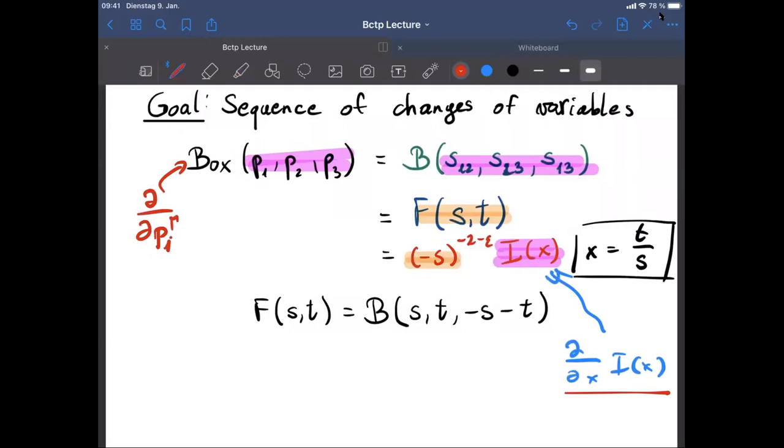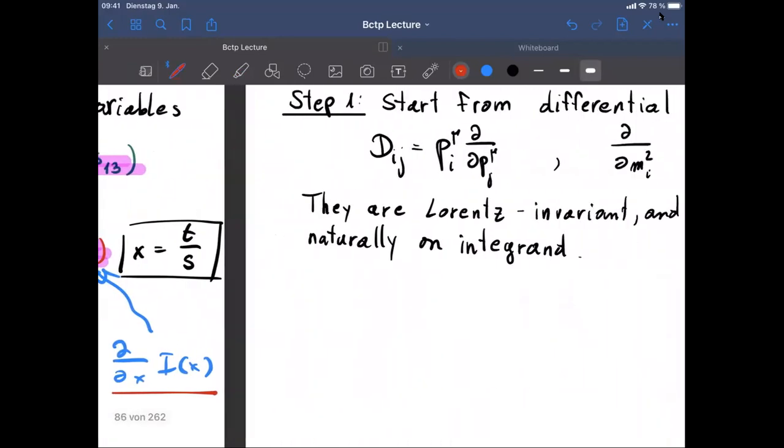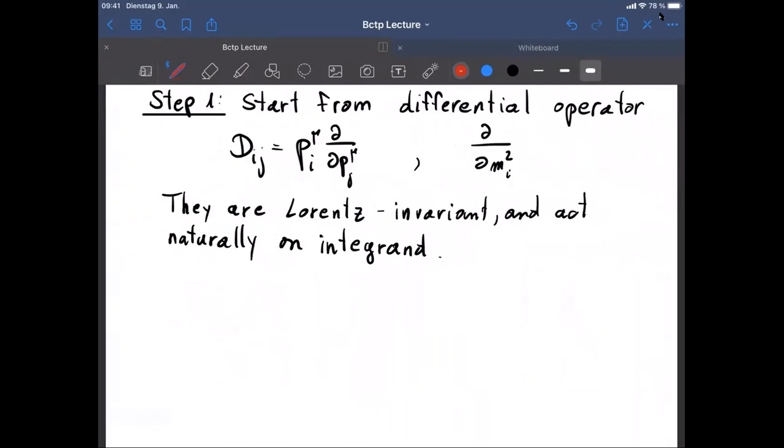Okay, and you see there are several layers in between, and it's a bit subtle. That's why I want to go through it. In the end, it's just chain rule. You just have to do changes of variables properly, but with constraints, and that's why it is a bit subtle. Is the general strategy clear? Okay. So how can you get this differential equation, this d over dx of I of x?